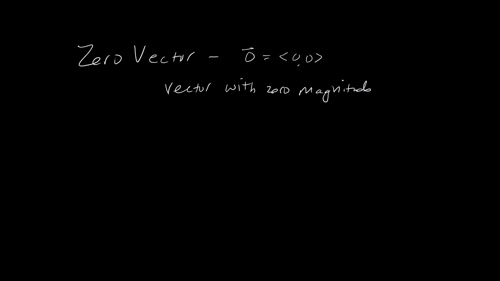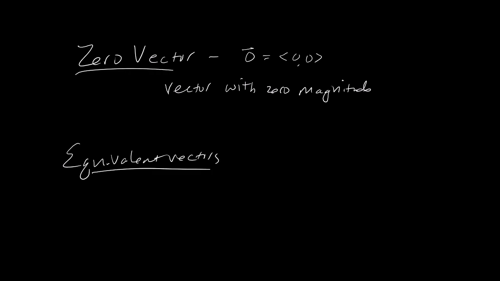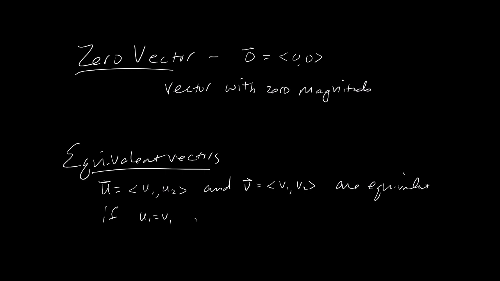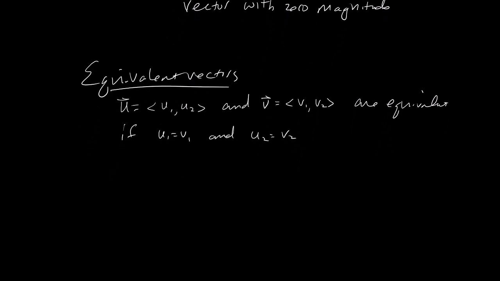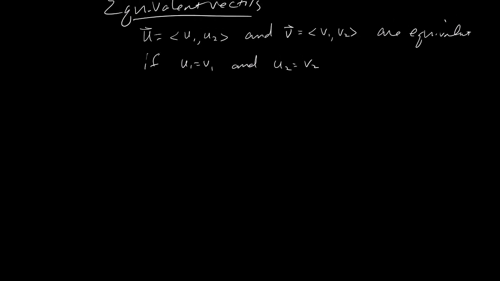Now, suppose I have two vectors u and v. So these will be my equivalent vectors. Given u in component form ⟨u1, u2⟩ and v in component form ⟨v1, v2⟩, these are equivalent if u1 is equal to v1 and u2 is equal to v2. That's how it's equivalent. If the components are equivalent, the vectors are equivalent. All right, so how do we calculate the magnitude of a vector?